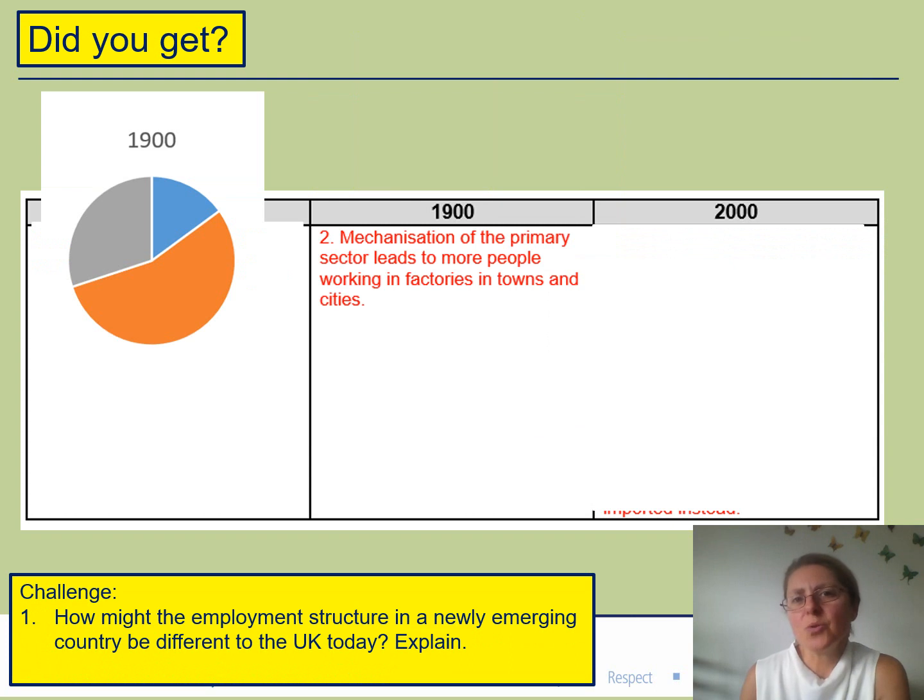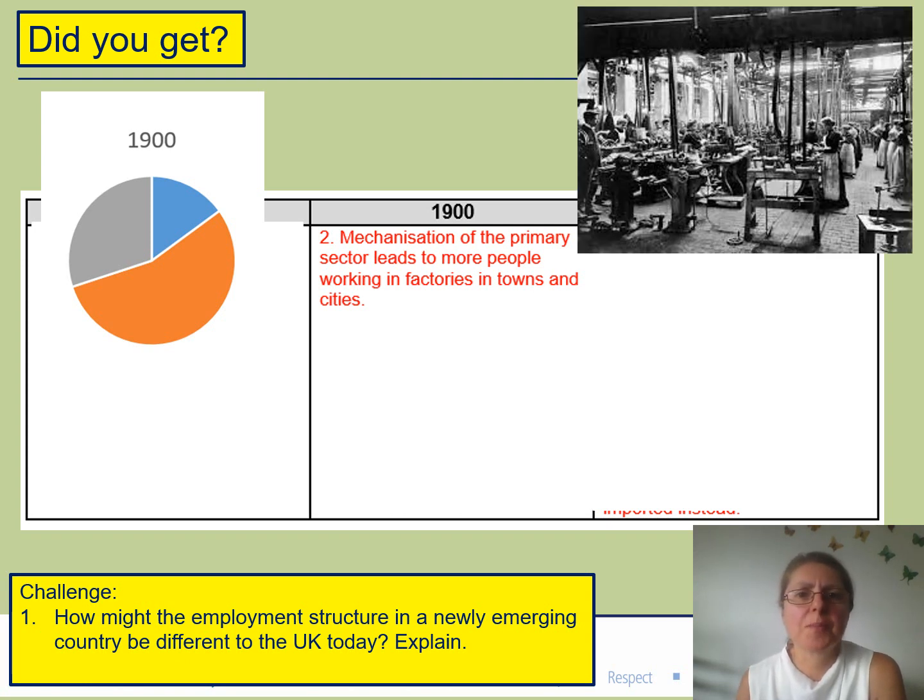However, we saw that as the UK moved into the 1900s, with the mechanisation of the primary industry and the introduction of the plough, we needed fewer humans to work on farms, which led to them moving to urban areas, so cities like London and Manchester, to work in manufacturing. That's why the secondary industry here increased.